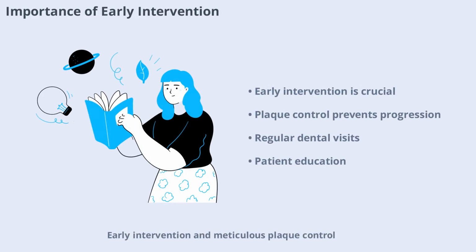Early intervention and meticulous plaque control are critical for managing furcation involvement. Addressing the condition in its initial stages can prevent progression and improve the long-term prognosis of the affected teeth. Regular dental visits, patient education, and personalized oral hygiene instructions play a vital role in maintaining periodontal health and preventing recurrence.